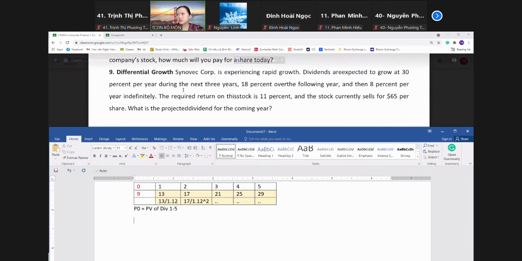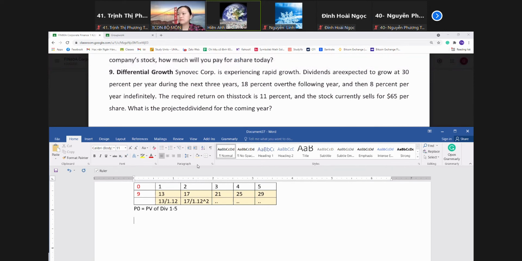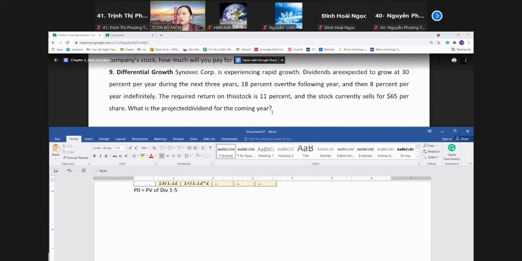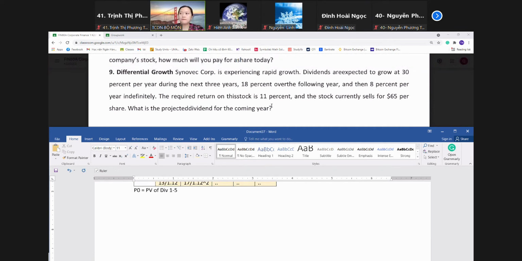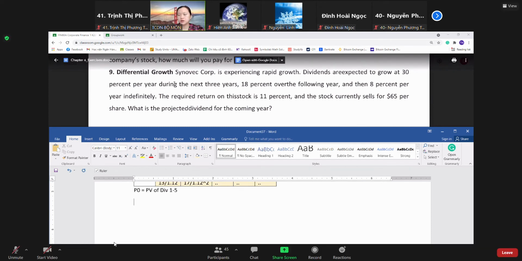The last one, please, could I ask group number 6, what are you going to do with this problem? We haven't done exercise 9 yet. Okay. All right, so could you please read the information and think of which approach we're going to use for this exercise.